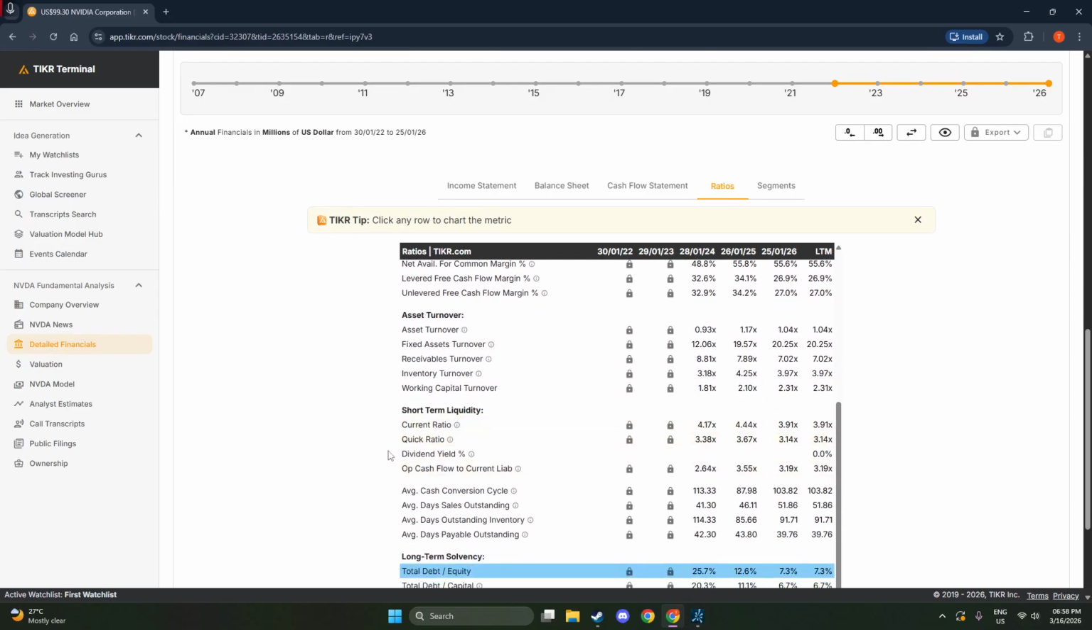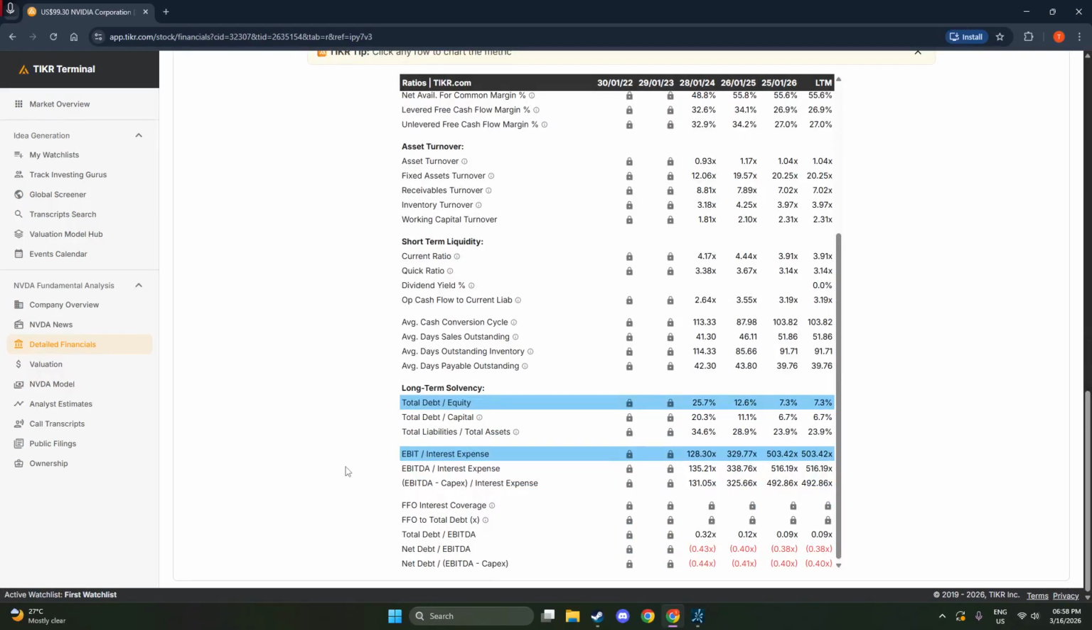Follow this flow each time, and you'll build a consistent approach to debt analysis that's fast, repeatable, and grounded in the company's own reported data.